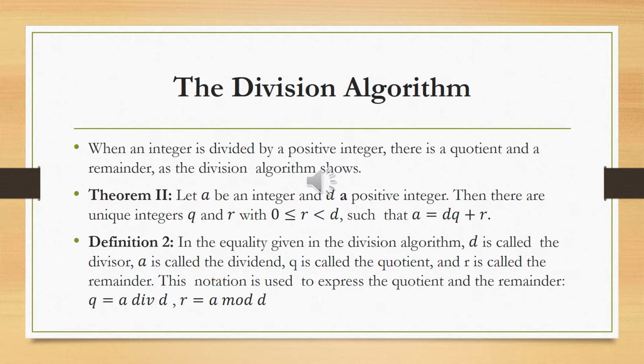Definition 2. In the equality given in the division algorithm, d is called the divisor, a is called the dividend, q is called the quotient, and r is called the remainder. These notations are used to express quotient and remainder. q is equal to a div d. r is equal to a mod d.